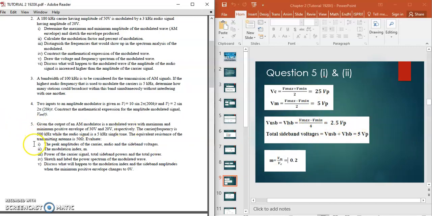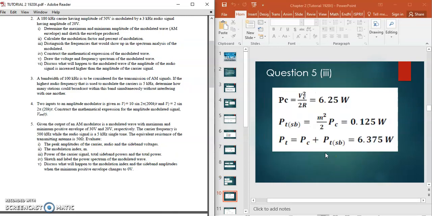Now we go to modulation index. Modulation index is very easy: Vm divided by Vc. What is the value of Vm? 5 divided by 25, you got 0.2. Number 3, power of the carrier signal, total sideband power and also total power.